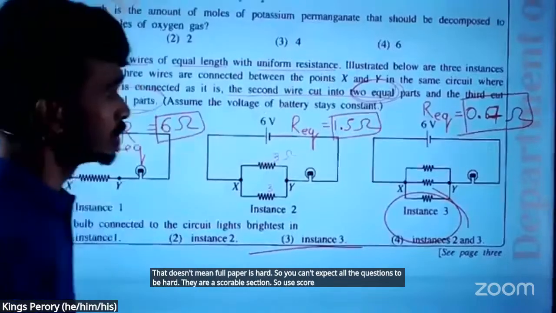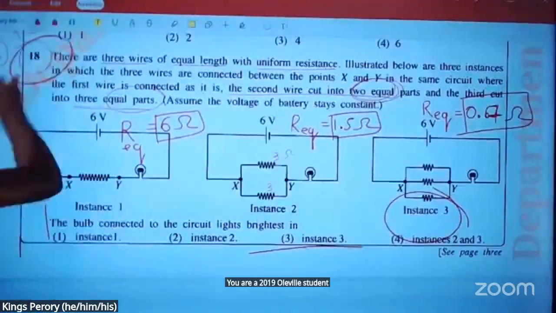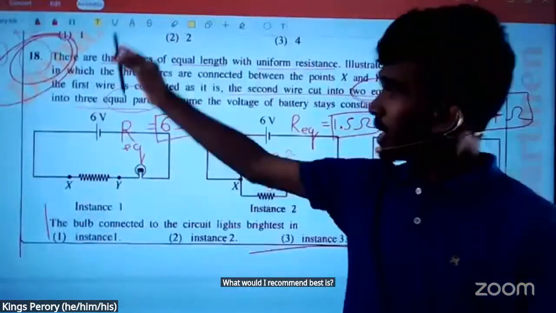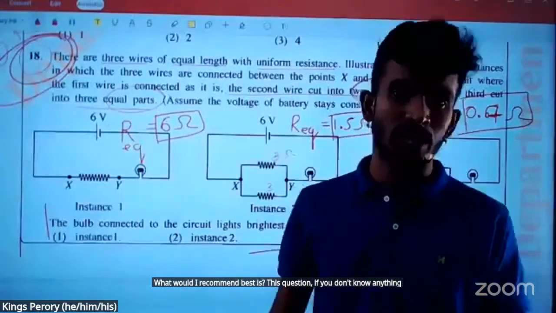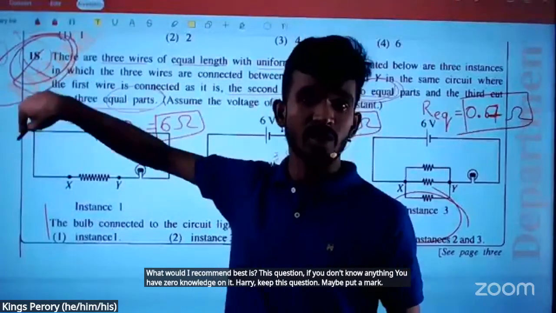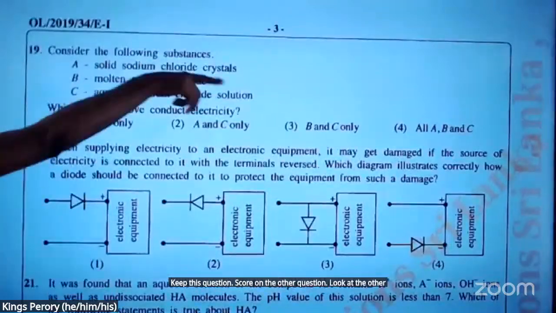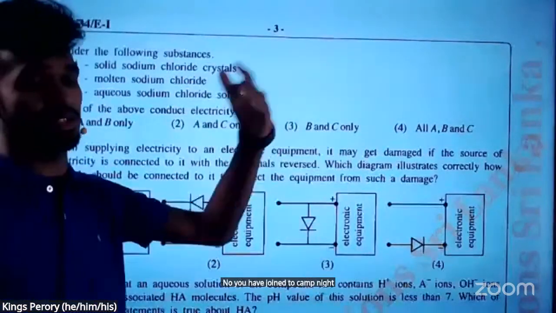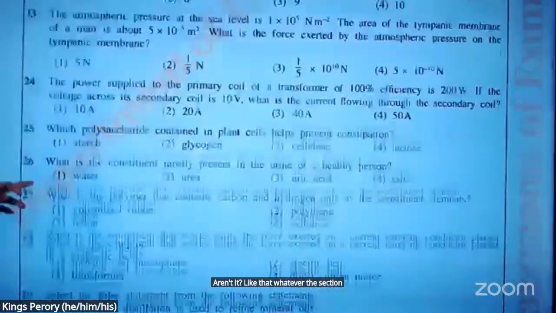Let's take you are a 2019 O-level student and you don't know how to answer this question. What I would recommend is, if you have zero knowledge on it, hurry, keep this question. Maybe put a mark. Score on the other questions. Look at the other question, on the 19th question. Now you know the answer. Answer it. Like that, whatever section that you can score, go first.